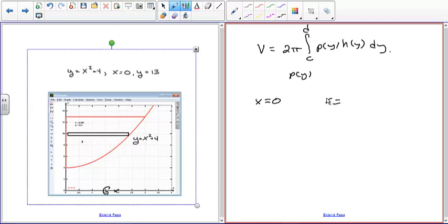So what is that curve? Well, it's this curve. It's in terms of y here, so we have to solve this for x. So go ahead and solve y equals x squared plus 4 for x. And you'll get a plus or minus square root. The question is, is this the plus square root or the minus square root?